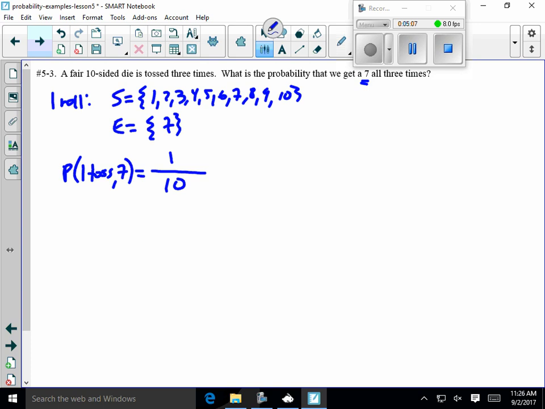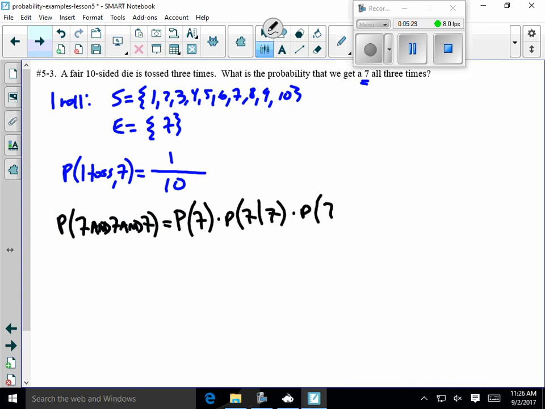So if we're tossing the die 3 times, then the probability of getting a 7, and a 7 the second time, and a 7 the third time, right, really should be written this way. It's the probability of getting a 7 times the probability of getting a 7 given that the previous one was a 7, times the probability of getting a 7 given that the previous 2 of them were 7s. Maybe that'd be one way to write it.